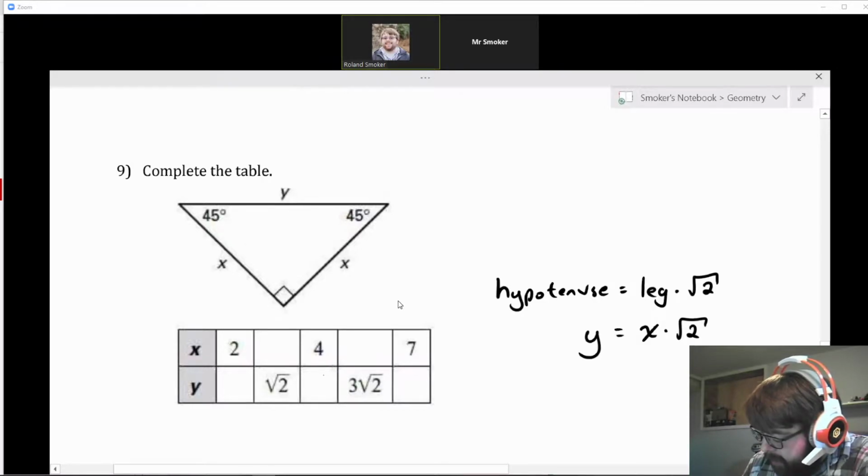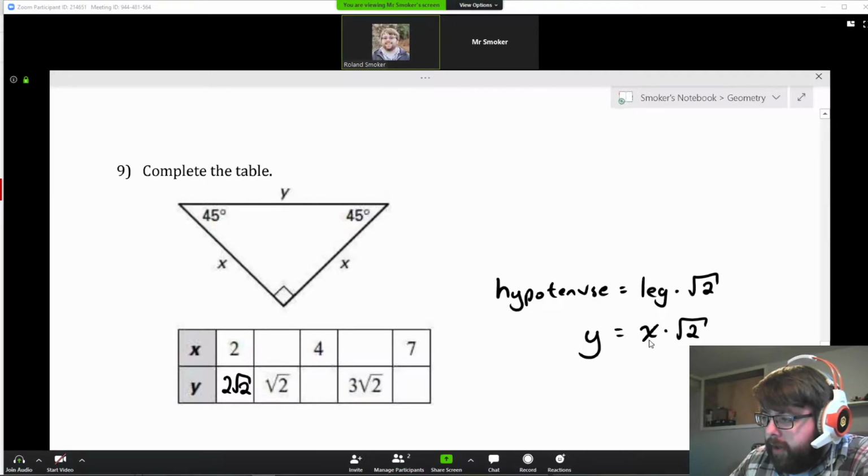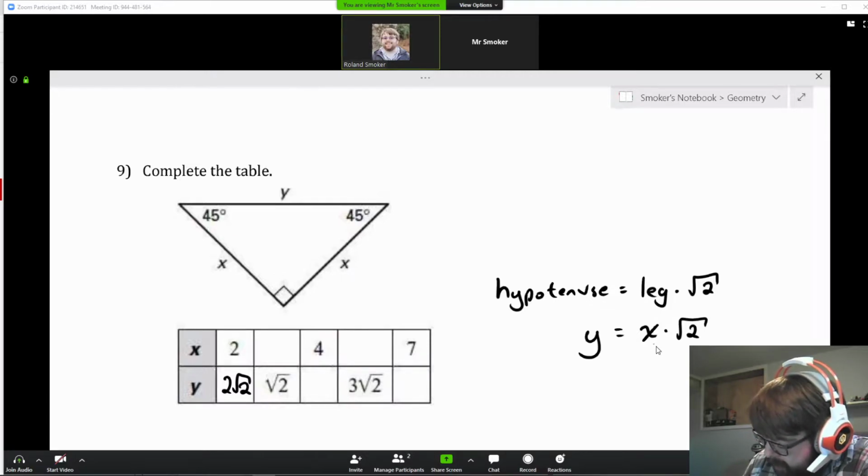Okay, so if I'm looking at this table, and I know that the x is 2, that means y will be 2 plugged in for x, which would be 2 root 2. Okay, hopefully that makes sense. So if y is just root 2, actually I'm going to jump over to this 3 root 2. If y, the whole thing, is 3 root 2, then x would be 3. Okay, so this means that this is 3.